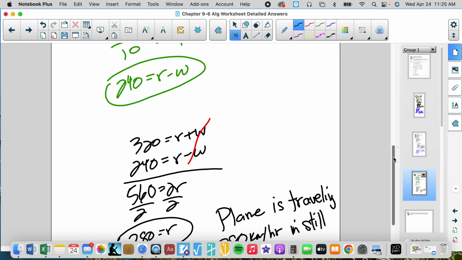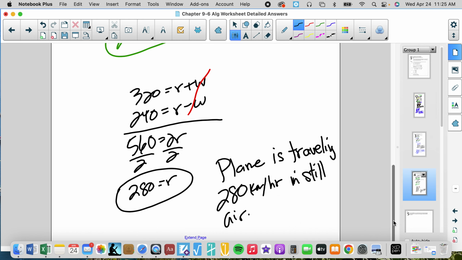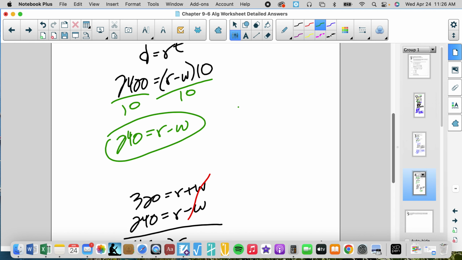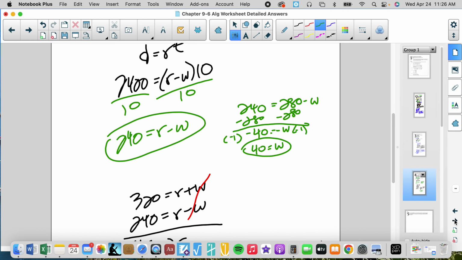So we see that it goes 240 against the wind. So the rate of the wind, the wind speed, is 40 kilometers per hour because we just plug in the 280. So 240 equals 280 minus W, minus 280 on both sides. Negative 40 equals negative W, multiplied by negative 1. 40 equals W. Nice.